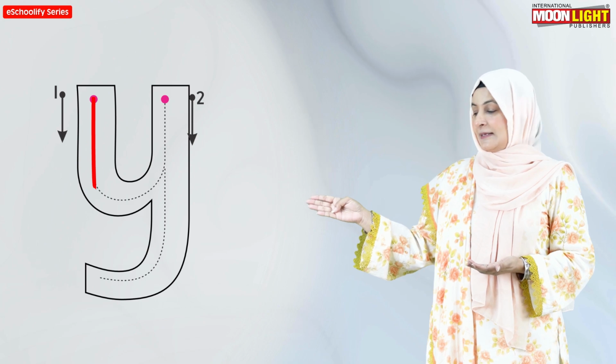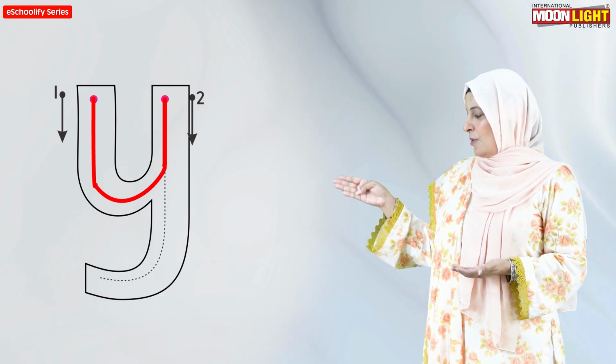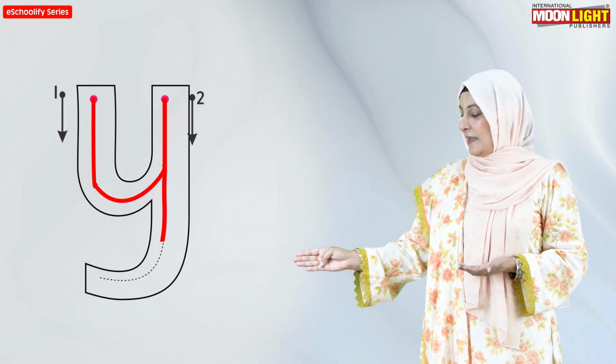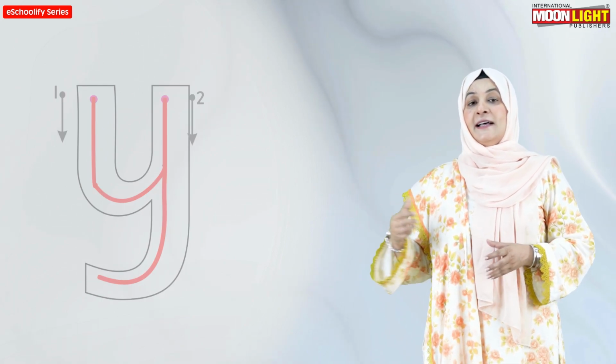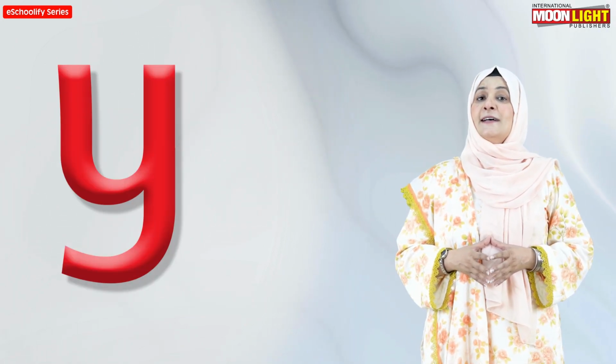Its formation: start from the second line, come down, turn the loop, go up, come straight down, make a loop. It will make a small y. The letter name is y. The sound of y is y. Y, y, yo, yo. I hope you understood how you have to teach.